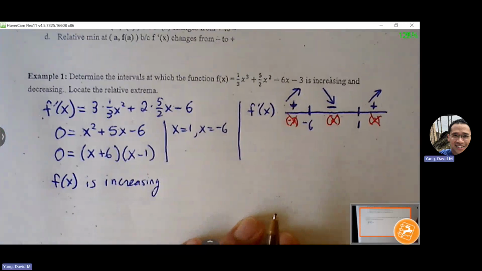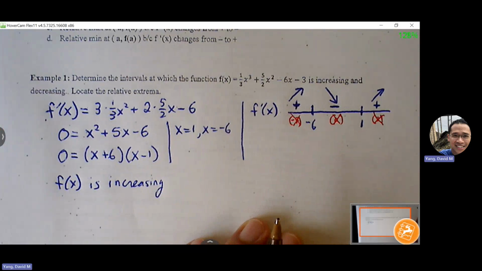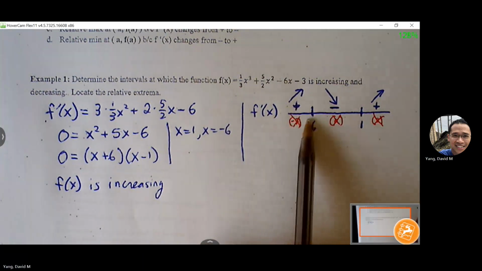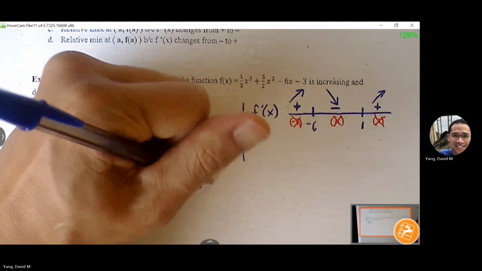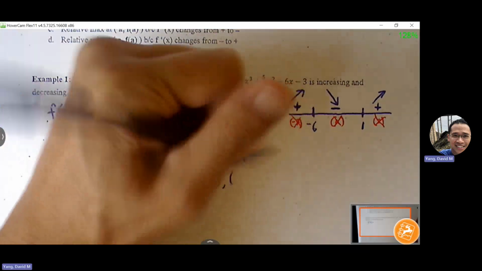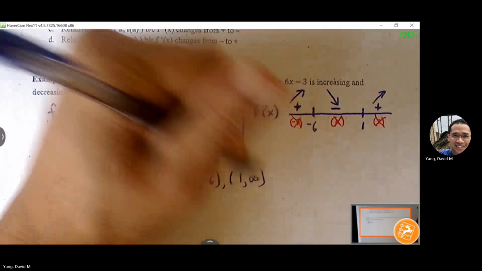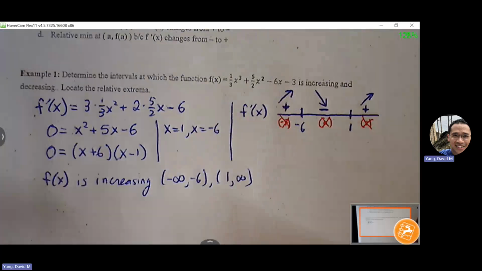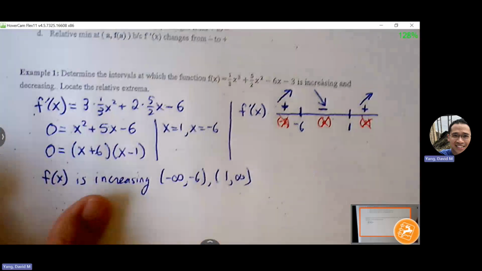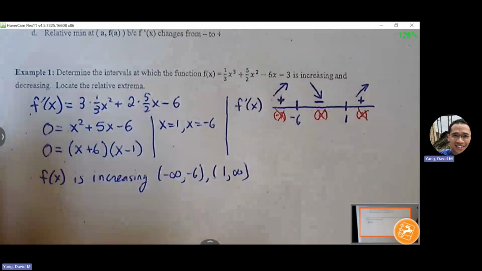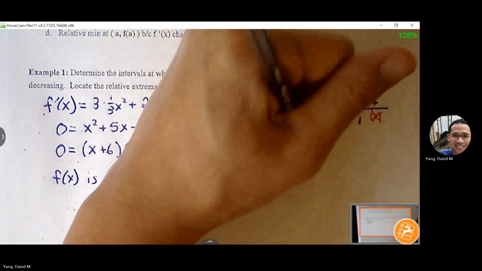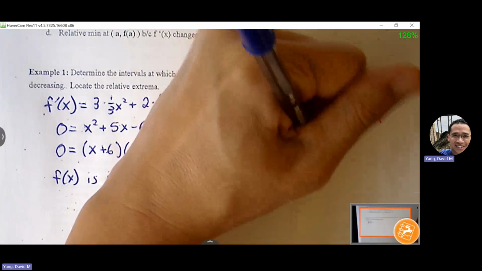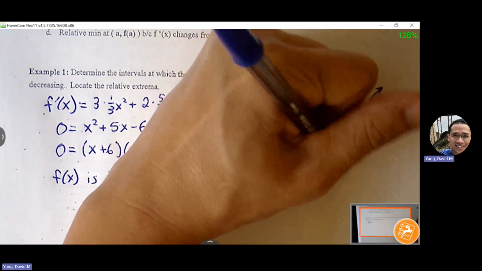And when would the graph be increasing? Which interval would you say? And 1 to infinity, okay? You can use a union or comma, doesn't matter. Now, something that I'm going to be looking for on your assessments is justification. So for justification, you're going to say because f prime is greater than 0.